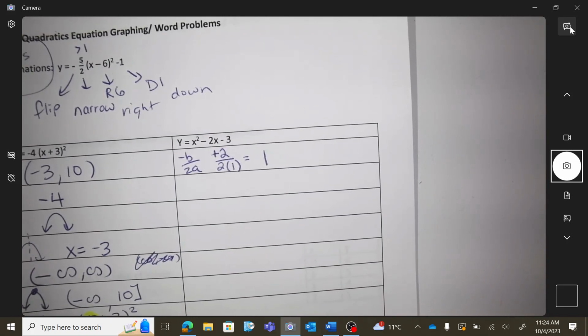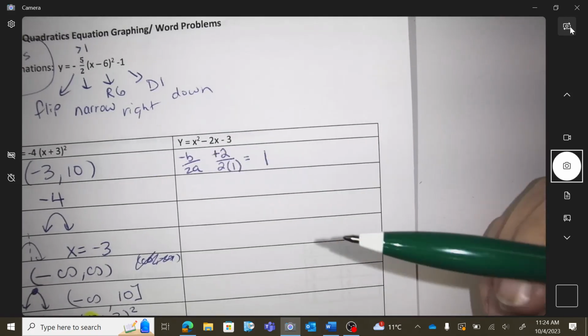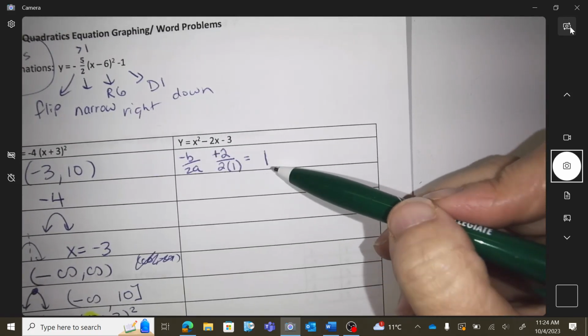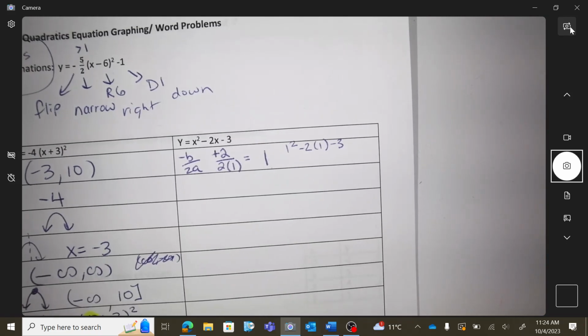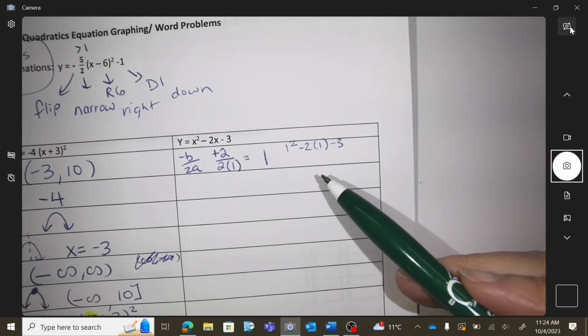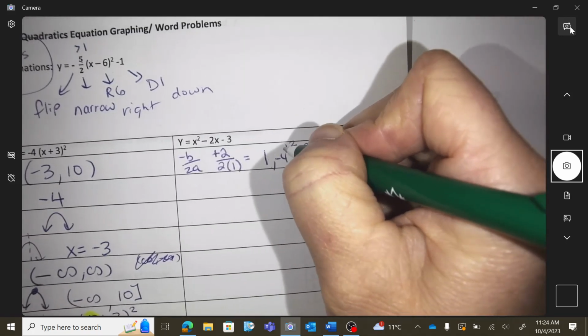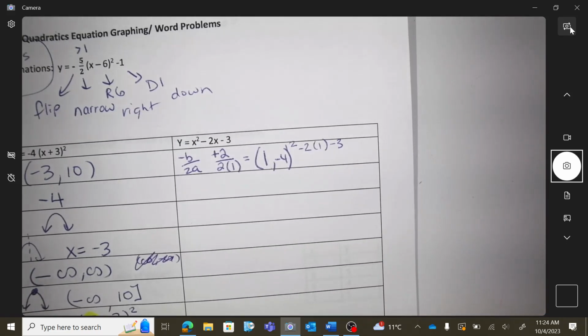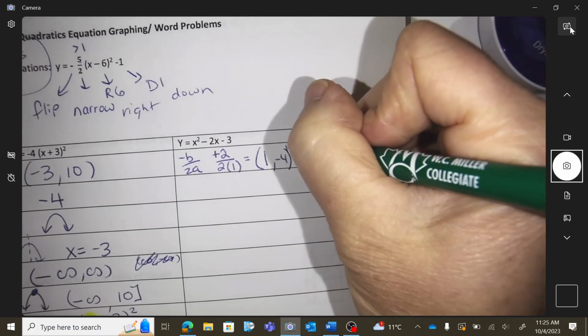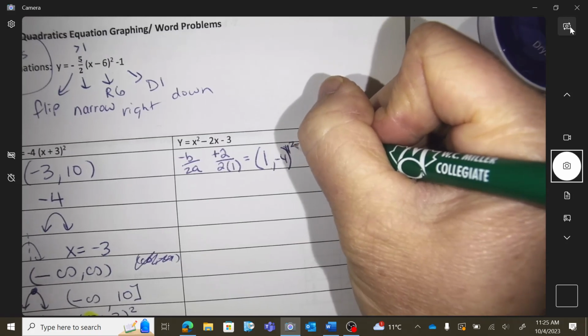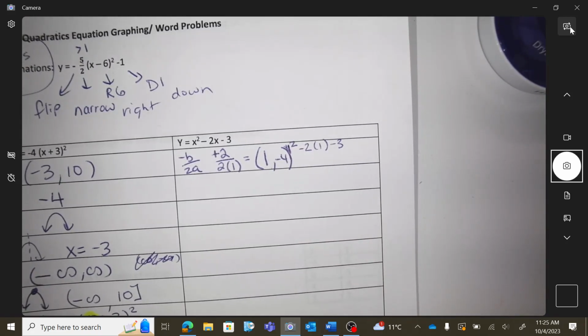This is nowhere on your formula sheet. You got to know what to do with that 1. So what do you do when you have that number? You need to plug that in. Well, what if x equals 1? Plug it in. What if x equals 1? So I got negative 4.